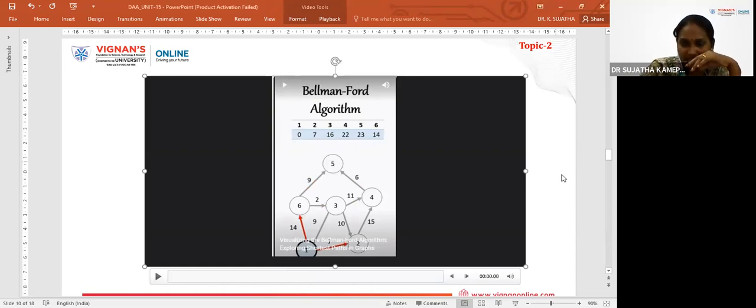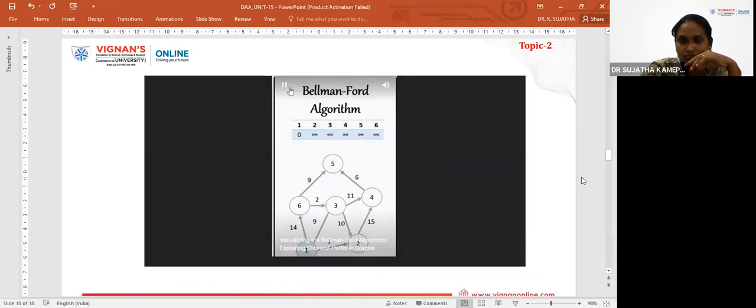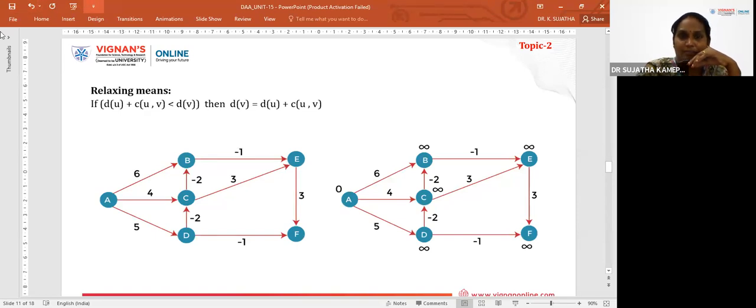So I hope that you somewhat understand how, initially, all the edges are present at a distance of infinity, and later how they are changed by finding the shortest paths. Now we are going to see an example, an instance, to solve this single source shortest path problem using the Bellman-Ford algorithm. Now here, what is the formula that we follow for relaxation?